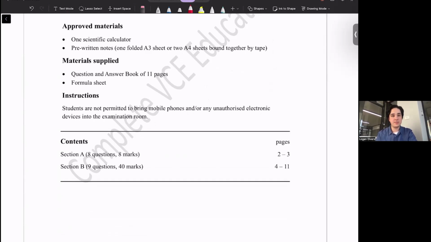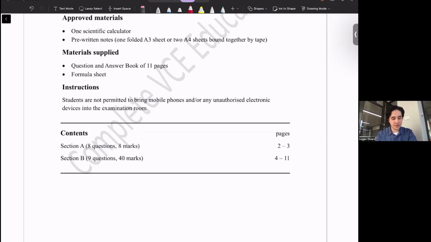So approved materials is going to be fairly standard. You'll get one scientific calculator, a laptop to be brought in, of course. Many of you might be familiar with, say, the TI-30XB here, otherwise known as that green calculator. And you'll also be allowed a page of pre-written notes. This usually should be pretty standard for each high school, but some schools can vary. You'll also be able to get the formula sheet and the actual SAC itself. So without further ado, let's get started with the SAC.